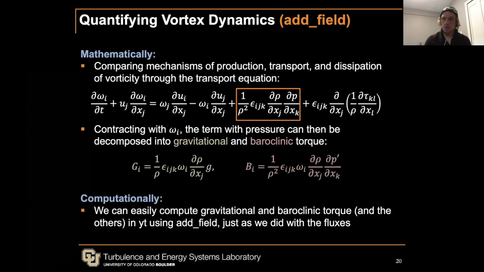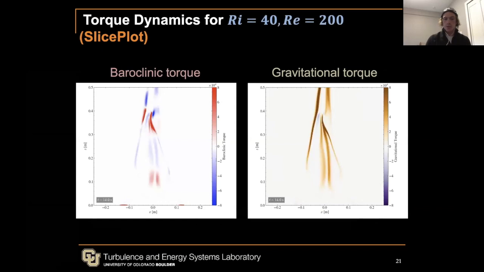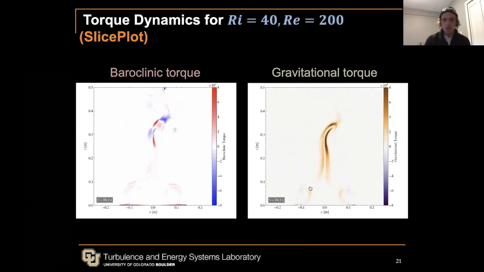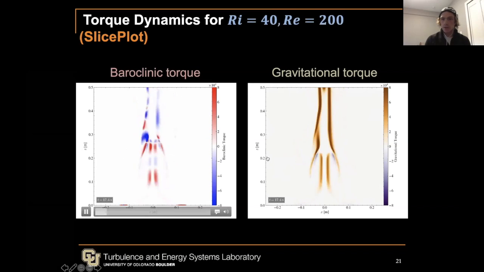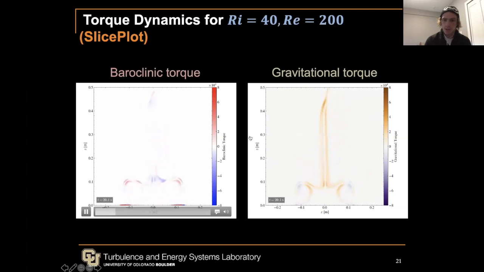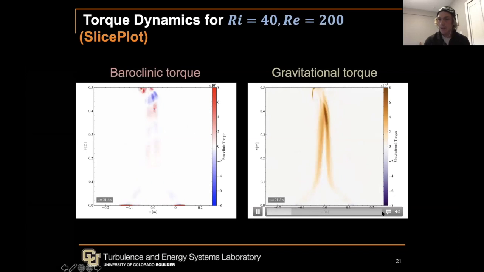So computationally, we do this with yt. We just add some derivative terms, and boom, you get your gravitational and baroclinic torque. And so for the first time, what we're showing here, for this laminar case, is that the baroclinic torque and the gravitational torque are of approximately the same order. I fixed the color axes to be on the same scale here.